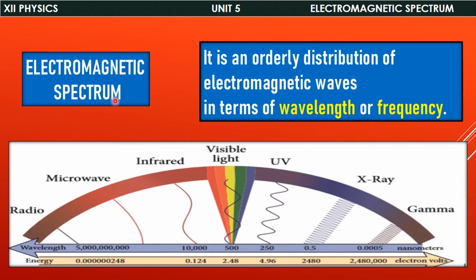What is an electromagnetic spectrum? It is an orderly distribution of electromagnetic waves in terms of wavelength or frequency. This is a picture of the electromagnetic spectrum as it is given in the textbook. The electromagnetic waves are arranged in terms of wavelength. Here, as we go from the gamma rays to the radio waves, the wavelength increases. And as we go from radio waves to gamma rays, the energy increases.